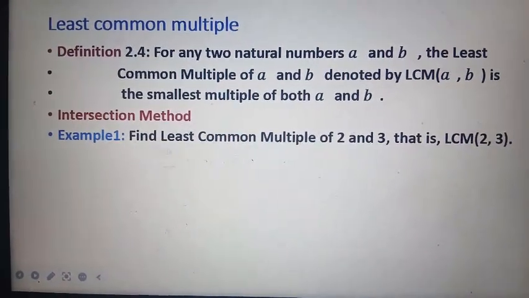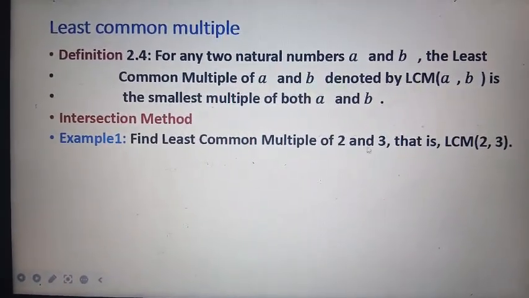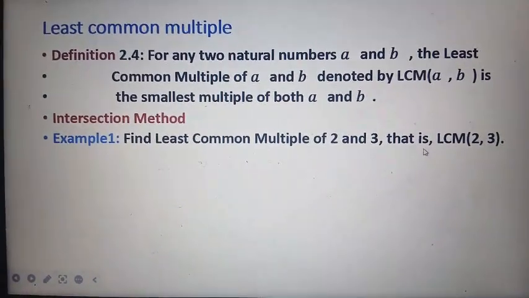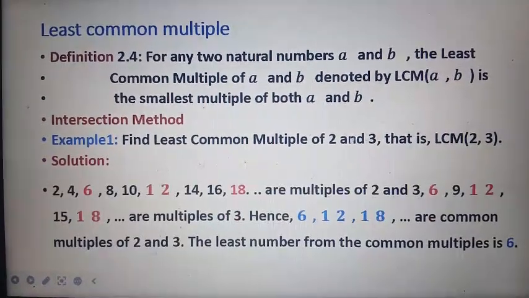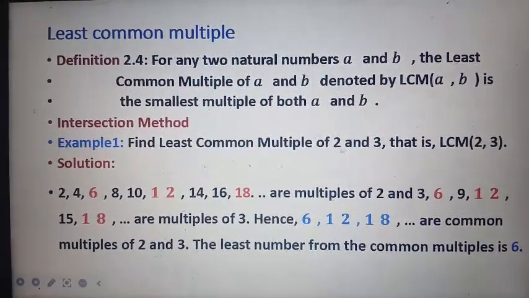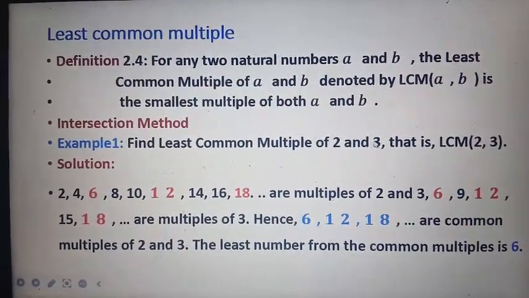For example, find the least common multiple of 2 and 3, that is LCM of 2 and 3. To find this, just find the common multiples of 2 and 3.